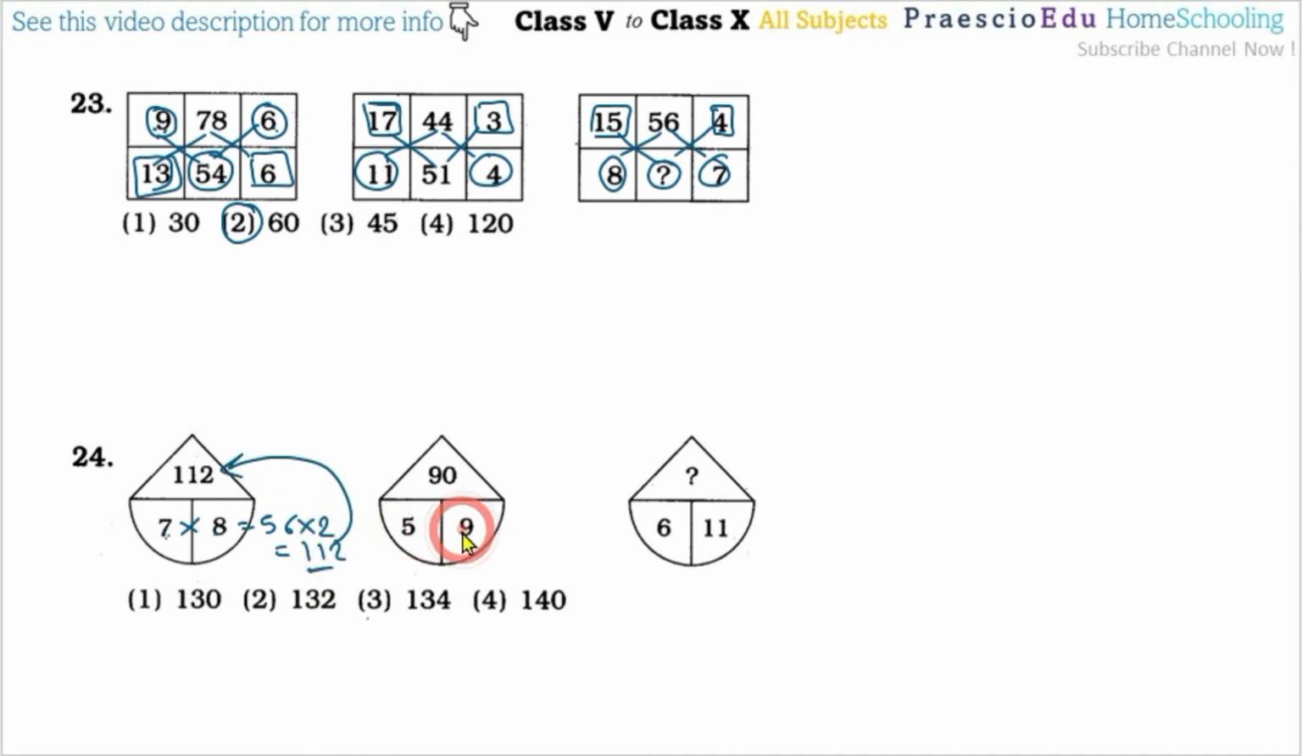So 5 multiplied by 9, that is 45. 45 multiplied by 2, that is 90, present at the top one. Same, 6 multiplied by 11 is 66, and 66 multiplied by 2 is 132. So 132 can be replaced to the question mark, and 132 is present in option number 2.